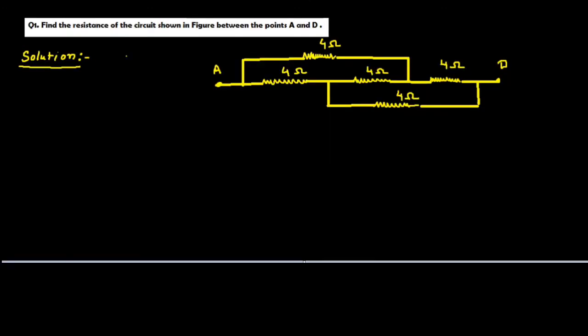Now we will solve these numerical problems. The question says, find the resistance of the circuit shown in the figure between the points A and D. As we can see in this figure, this is a point A and this is a point D. Now let us mark this point to be C. Let us mark this point to be B and this point to be C.